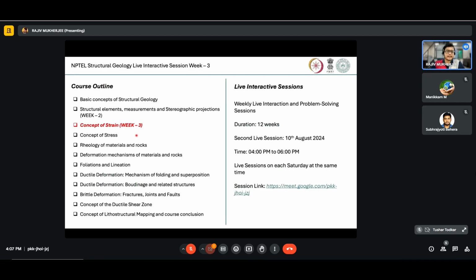So this is the course outline, and in the previous 2 weeks we already covered the basic concepts of structural geology, which was week 1, and then we discussed different kinds of structural elements, measurements, and stereographic projections in the last week, that was week 2. And today we are going to cover the week 3 contents of this course, which is the concepts of strain.